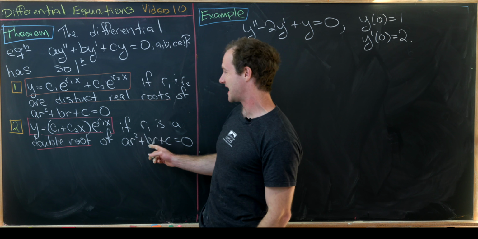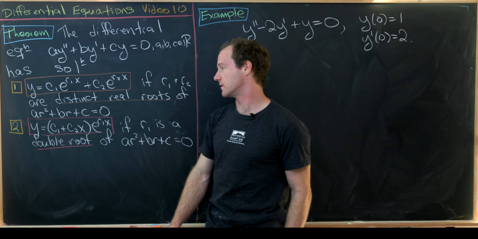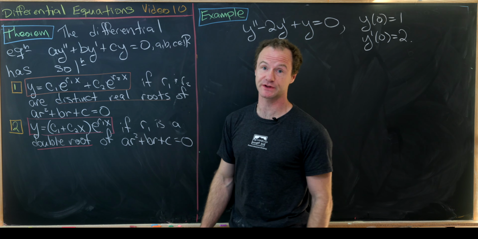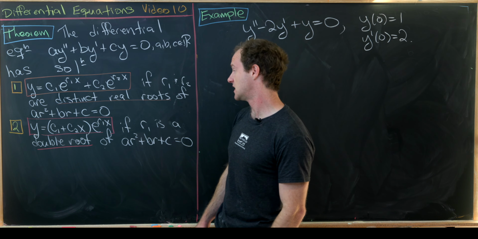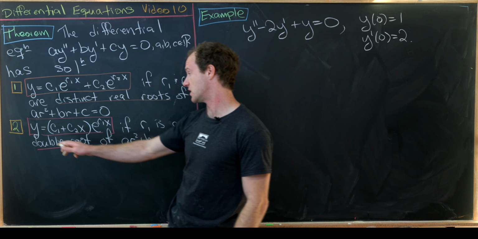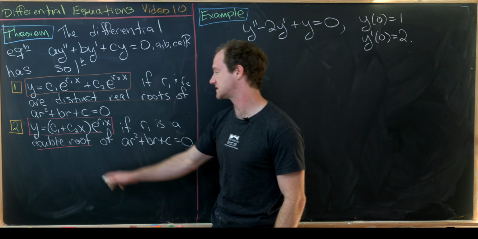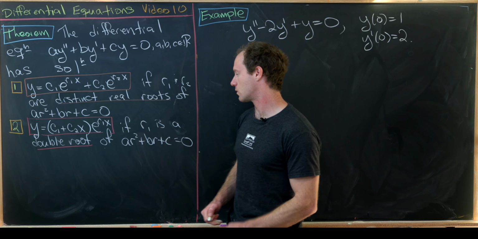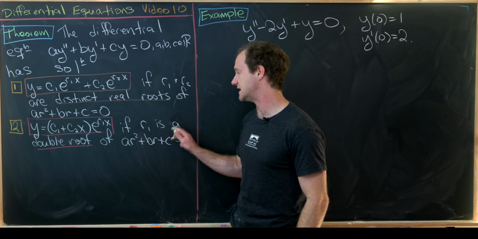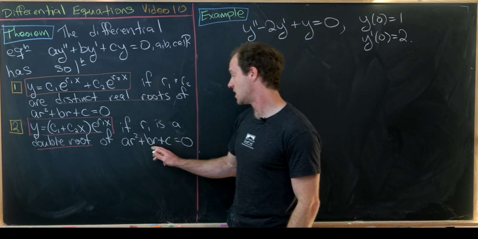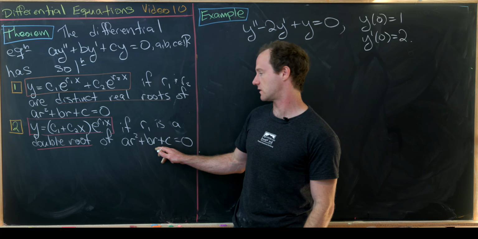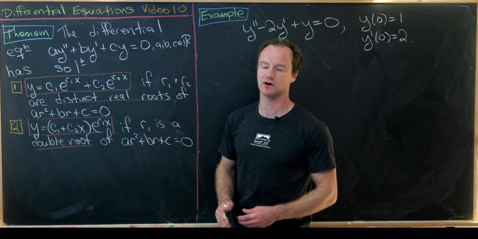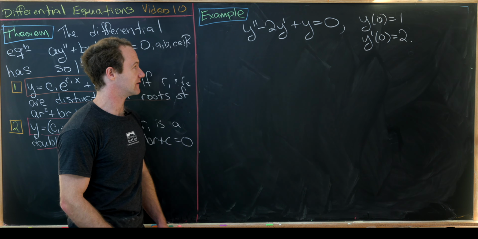So we've got our next case added to our big theorem, and that says that this second order linear differential equation with constant coefficients has a general solution of y equals c1 plus c2 times x times e to the r1x if r1 is a double root of the associated polynomial ar squared plus br plus c equals 0. Now let's do a quick example of that.